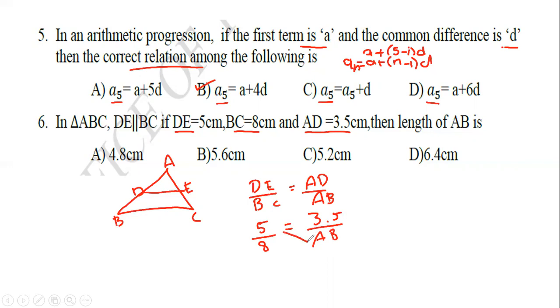So AB equals 3.5 into 8 divided by 5. Cancel this: 5 ones are 5, and 3.5 divided by 5 is 0.7. So 0.7 into 8 is 5.6 centimeter. Which option is right? 5.6 centimeter is option B. You need to mark option B. Next sum.